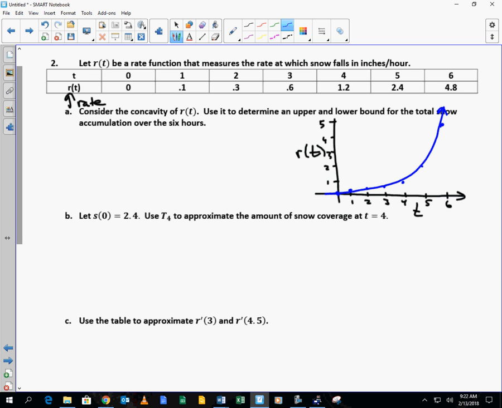And it says to find an upper and a lower bound. Here's where you've got to use your thinking cap, folks. If I want to find the upper bound, would that be accomplished by doing a right-hand sum or a left-hand sum? Why?